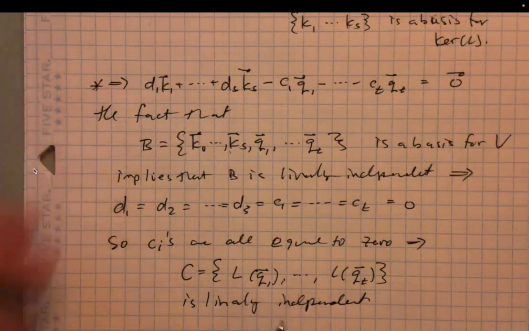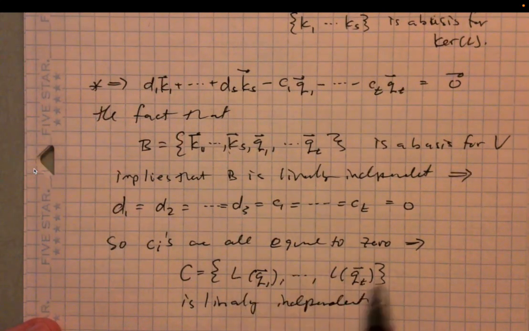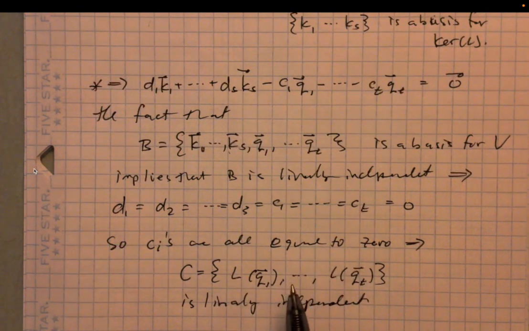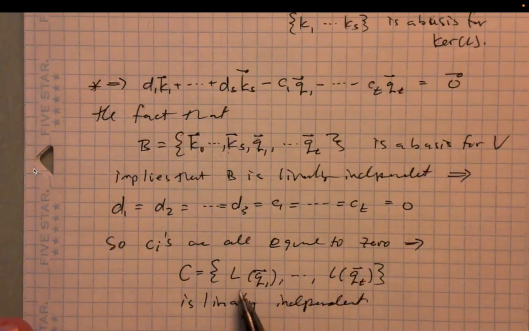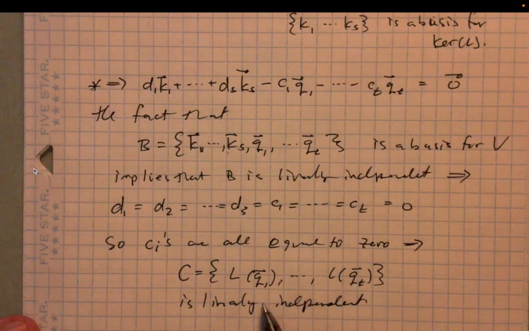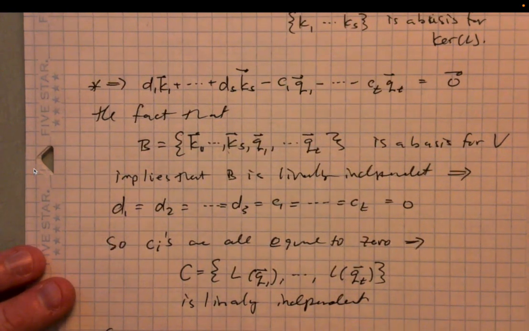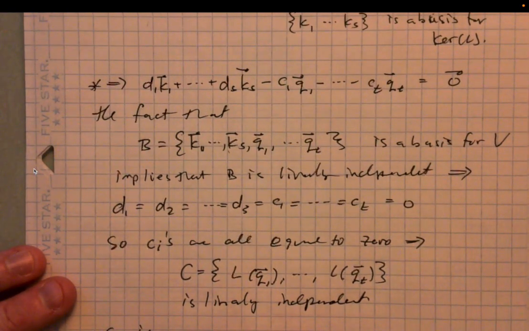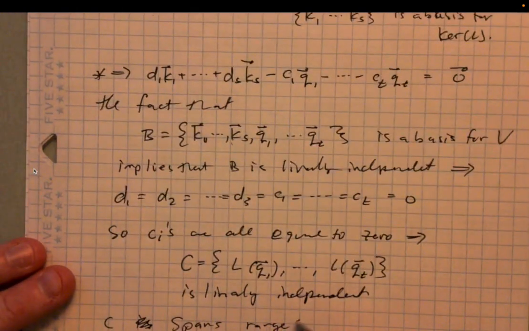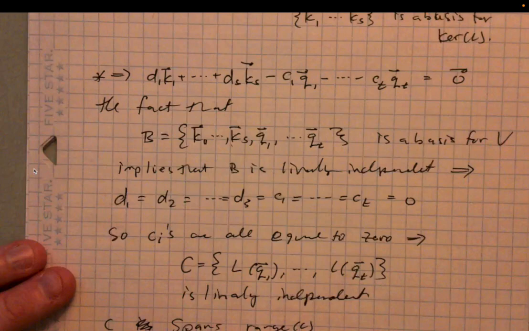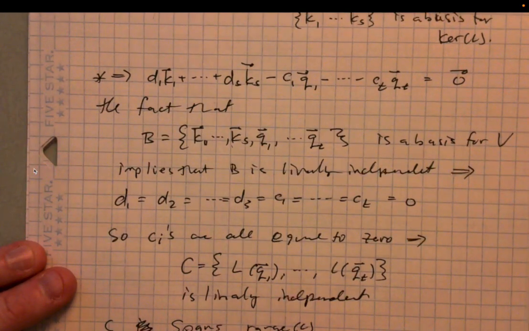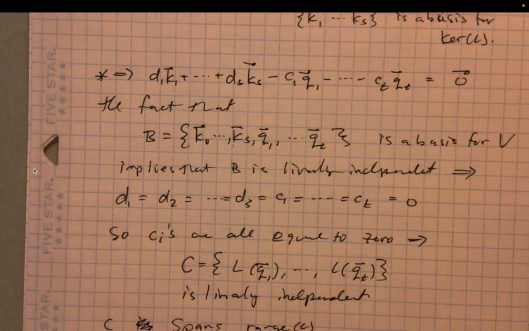One thing that could be problematic is that there could be duplicates in here. So let's think about how that could be. We just came up with this collection, but how do we know that there are no duplicates in here? So, to be clear, C spans the range, and C is linearly independent. But how do we know that all the vectors in C are distinct?